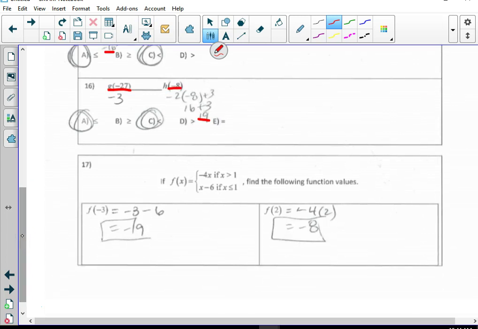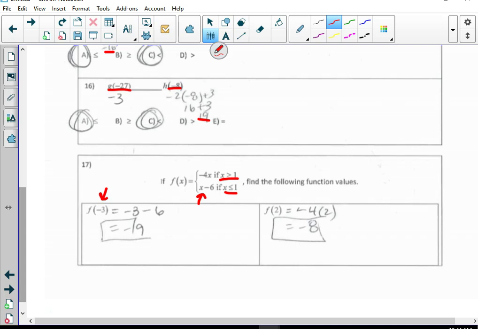Now, careful on piecewise. It looks a lot more complicated than it is, but it's really not. You look at this number right here, and then you look at these two statements. You look to see, is -3 greater than 1? No. Is it less than or equal to 1? Yes. So -3 gets put in there to give us -9.